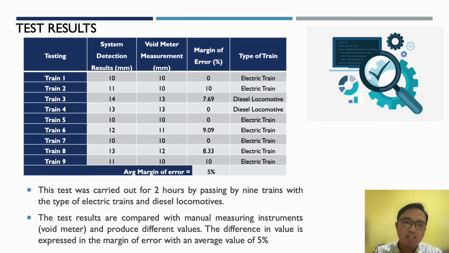As you can see in this table, the system detection result and the void meter measurement, as the manual or existing measurement instrument. The test results are compared with the manual measuring instrument or void meter and produce different values, or margin of error. The difference in value is expressed as the margin of error with an average value, as you can see, of 5%, or a 95% success rate.